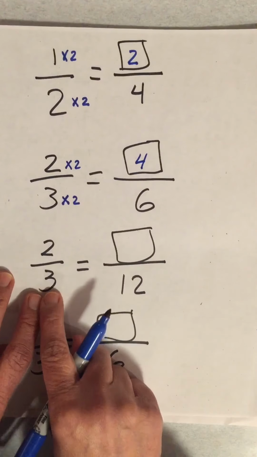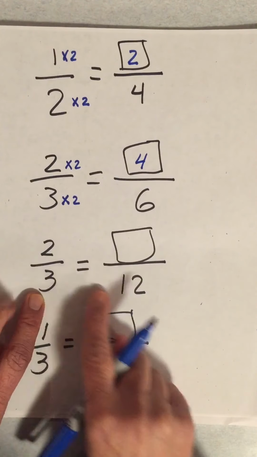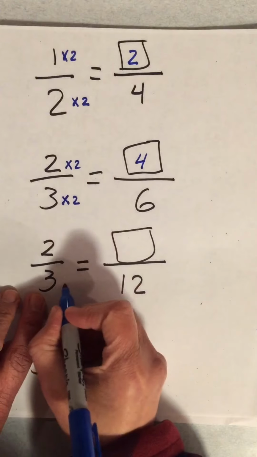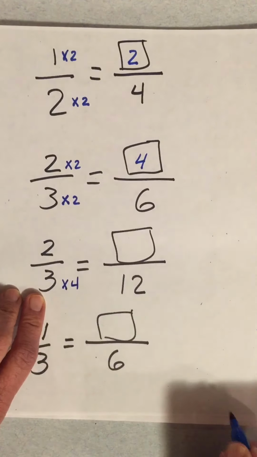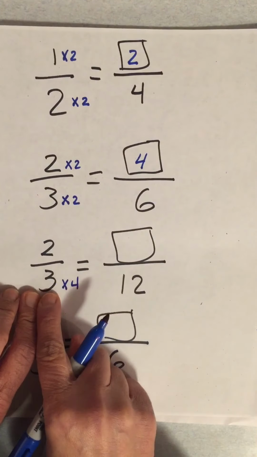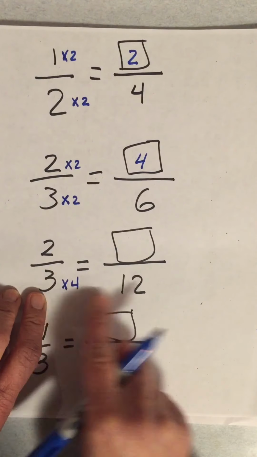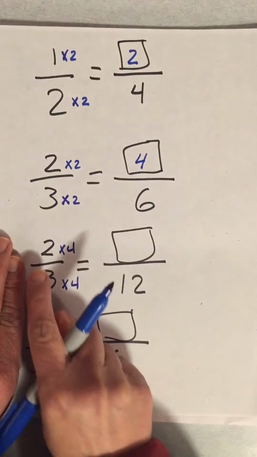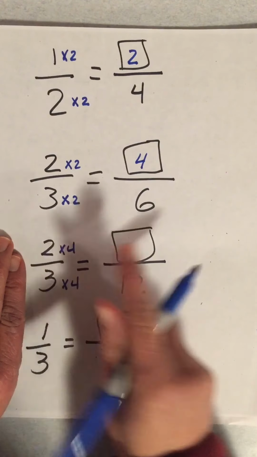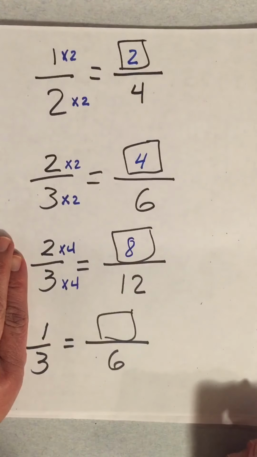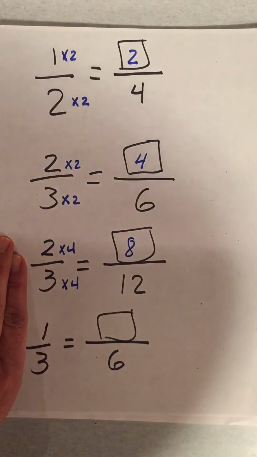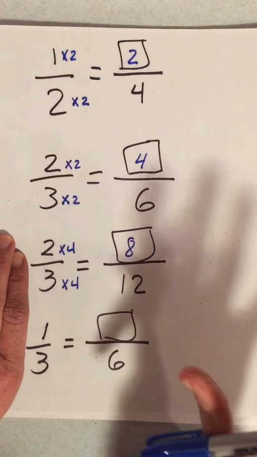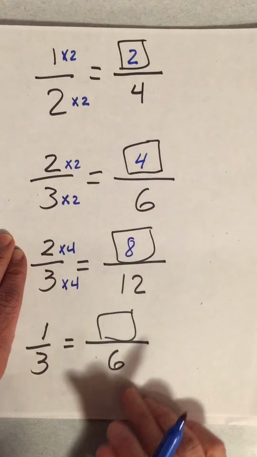Okay, let's do this one. 3 times what gives me 12? 3 times 4 gives me 12. If I multiply the denominator by 4, I need to multiply the numerator by 4. 2 times 4 is 8. Use a calculator if you don't know, but eventually you gotta know this stuff, okay?